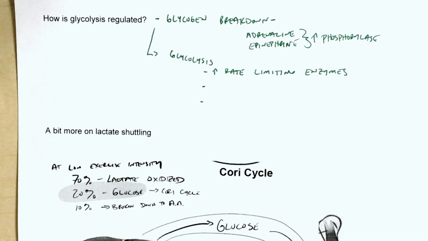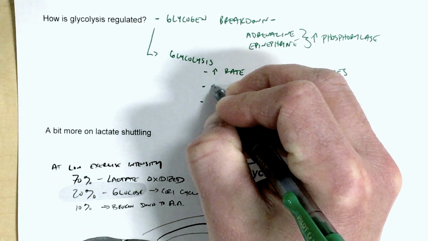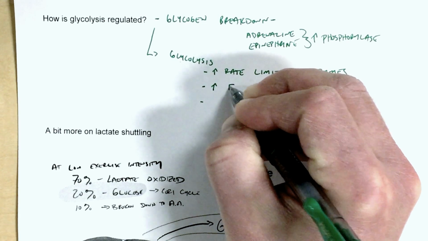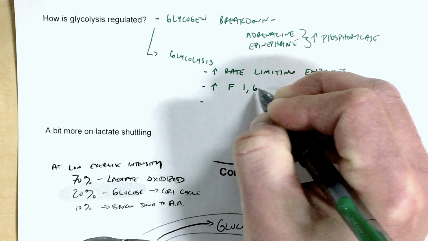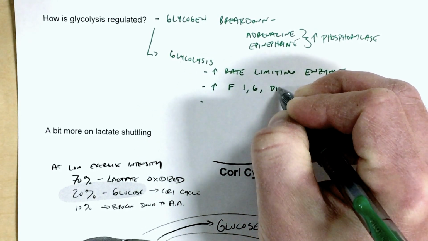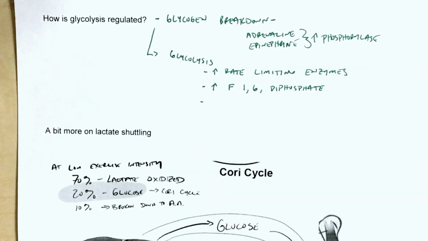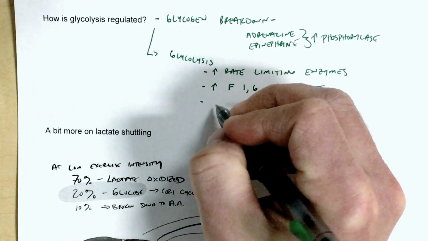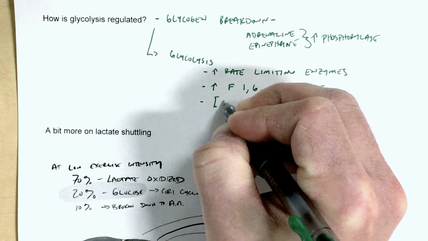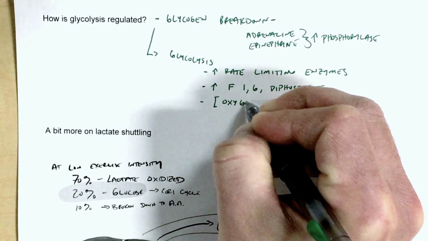Okay, that's one way. We can also increase our levels of fructose 1,6-diphosphate. We haven't covered that too much, but it's just a good one to know. And our last one is our concentration of oxygen.